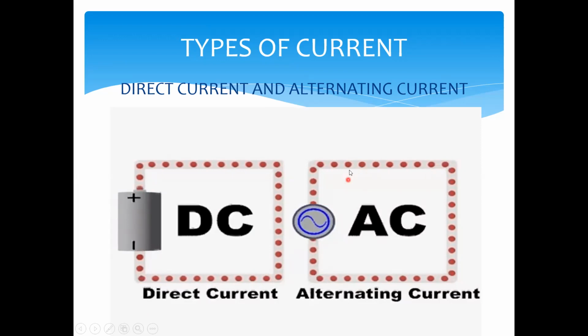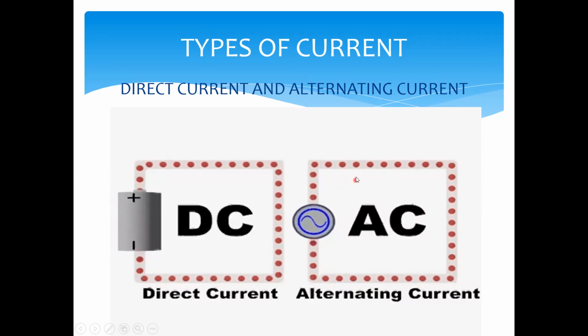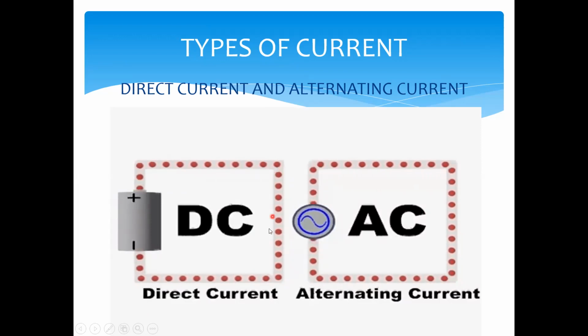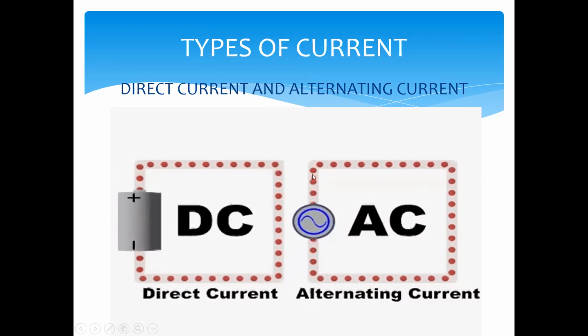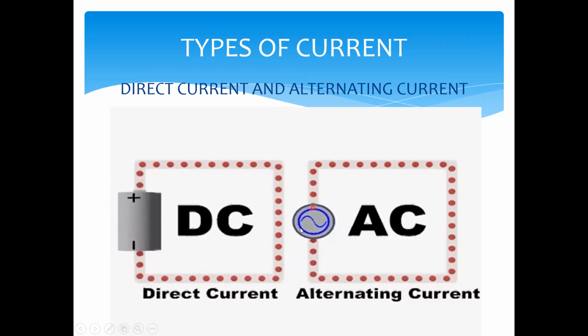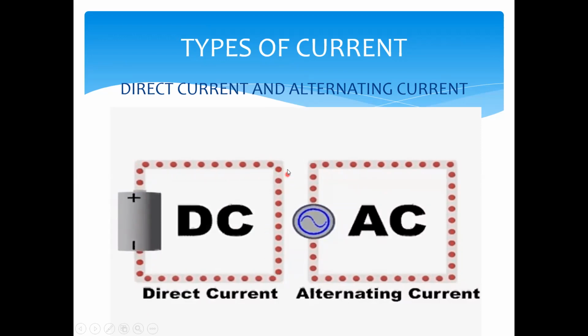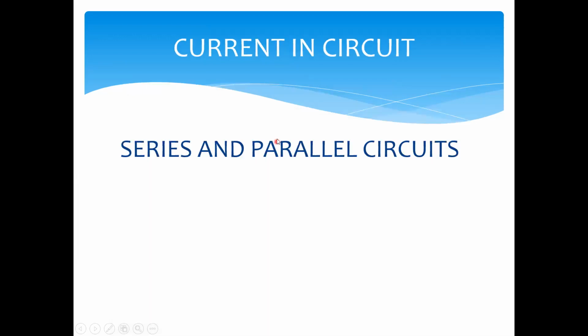So DC is actual movement of the particle from one place to another, whereas alternating current is actually the vibration of the particle and transferring the electrical energy.